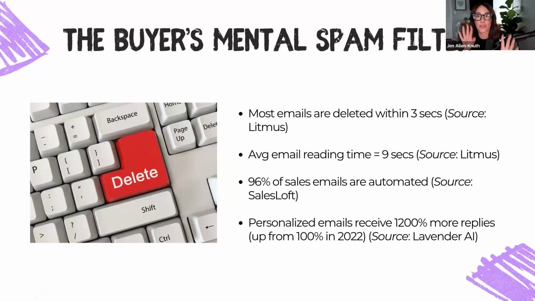This is what I referenced earlier, the buyer's mental spam filter. Now, this is not the physical spam filter in your email account. This is the coping mechanism that buyers have that allows them to get through the day without spending the entire day reading emails. So the facts show you've got 3 seconds to get an open from the inbox view. If you do get an open, you get 9 seconds of reading time, which is 37 words. So check how long your emails are, because we've got about 37 words before we lose them.